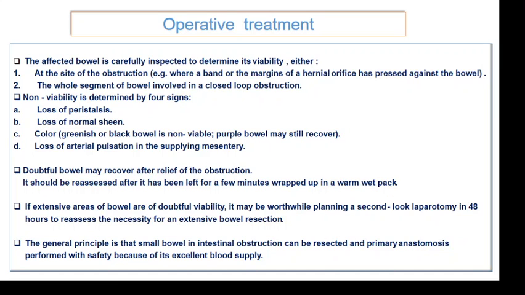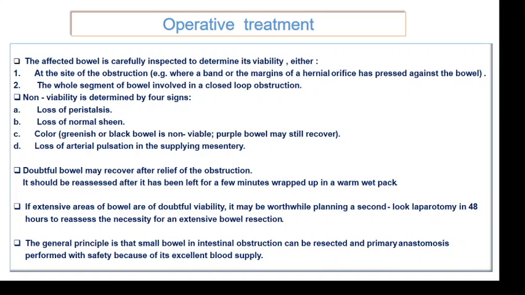And usually we check this viability at the site of the obstruction, where a band or a margin of the hernial orifices has pressed against the bowel wall, or we check the whole segment in cases of closed loop obstruction, because in closed loop obstruction the whole bowel might be affected and will become ischemic. The non-viability is determined by four signs.